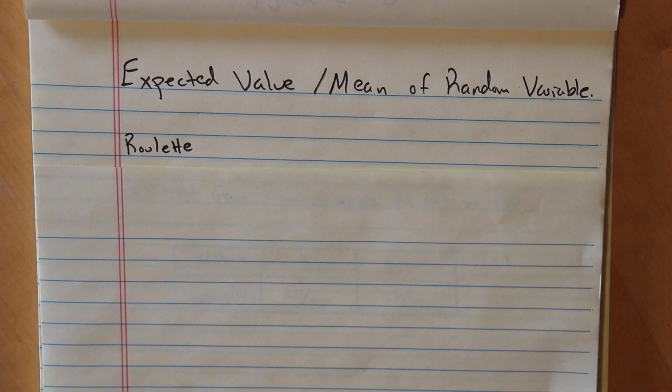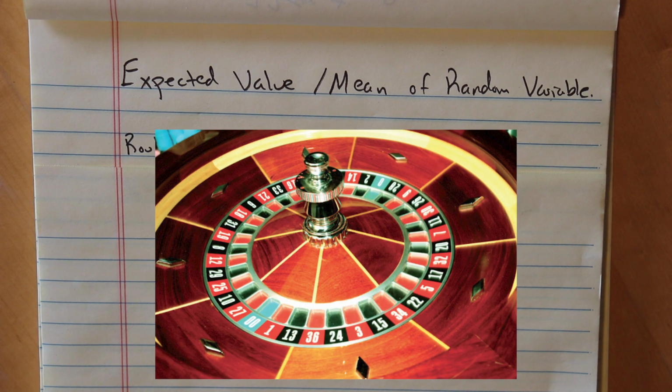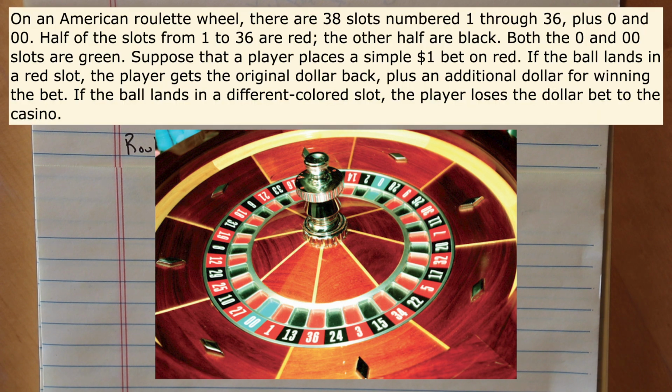If you don't know about roulette, it's that wheel at casinos that has red slots, black slots, and green slots. On an American roulette wheel, there are 38 slots numbered 1 through 36, plus 0 and double 0. Half the slots from 1 to 36 are red, the other half are black. Both the 0 and the double 0 are green.